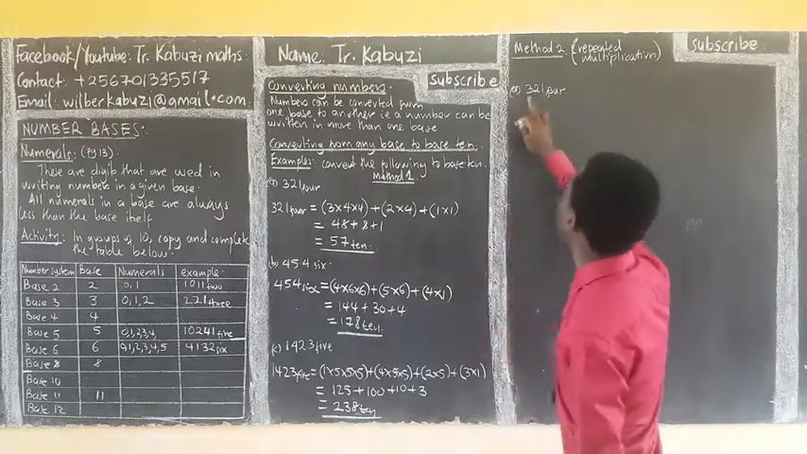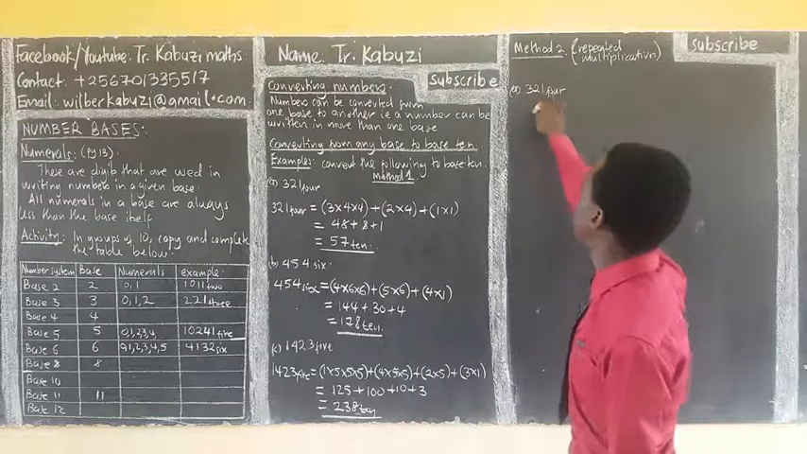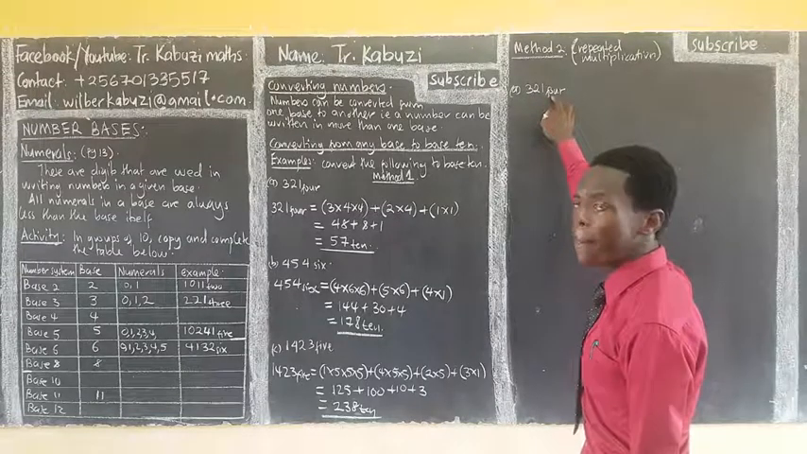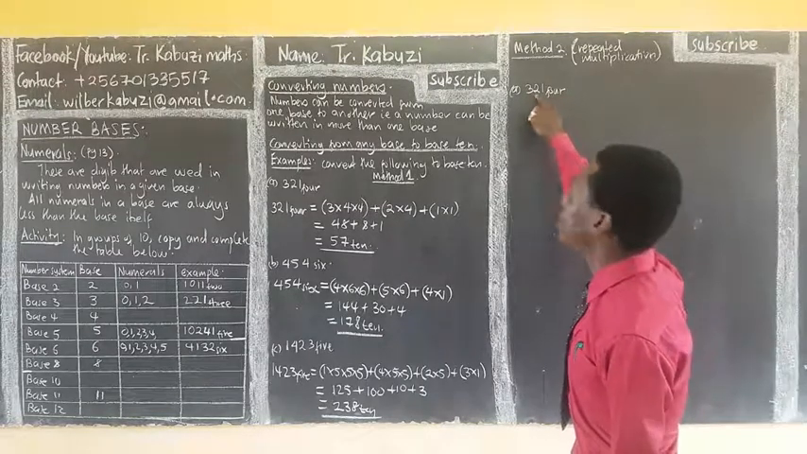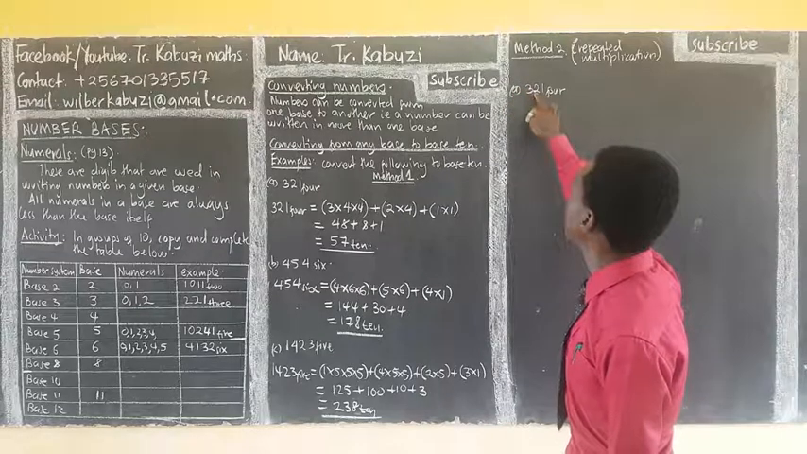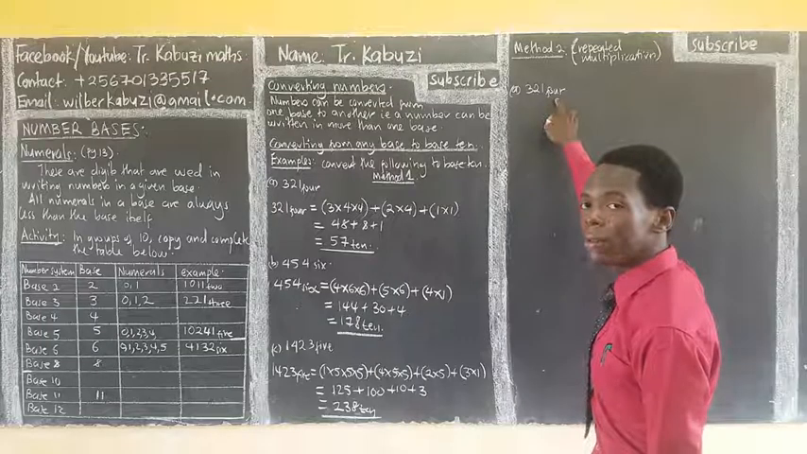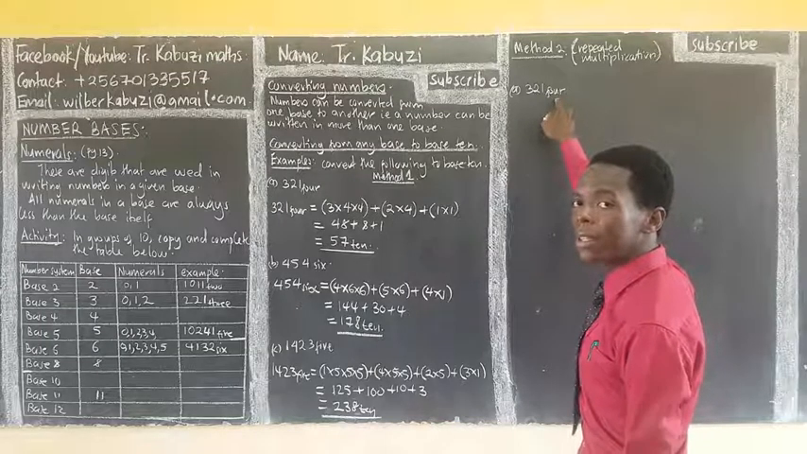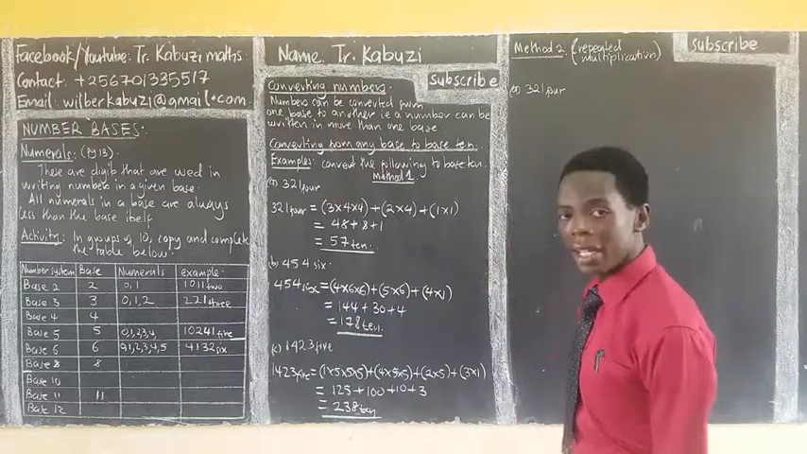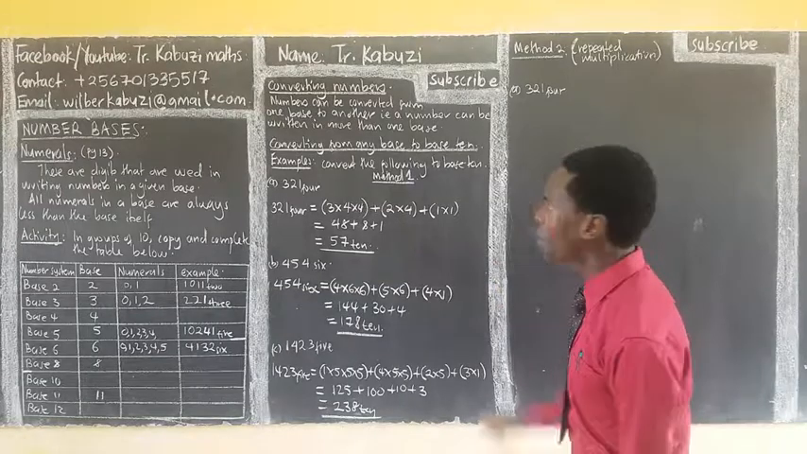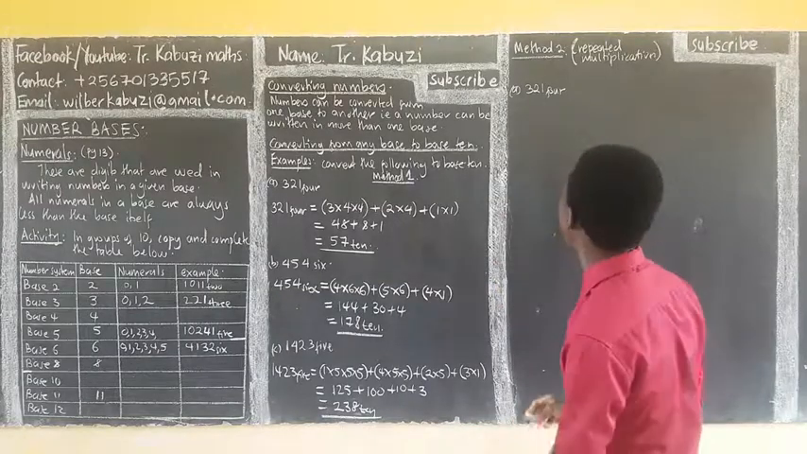This method now, what we do, we get this figure, we multiply with the base. Then after multiplying with the base, we add the next digit, 2. Then the answer we get, we still multiply with the 4. Then the answer we get after multiplying with the 4, we add 1, or we add this last figure. Let us go through that and see.